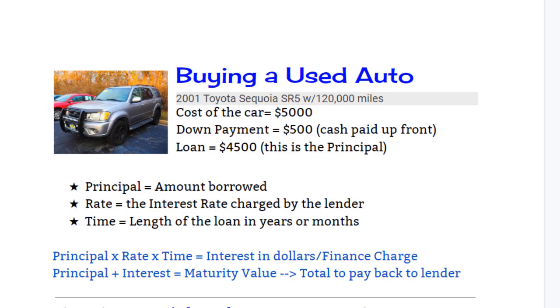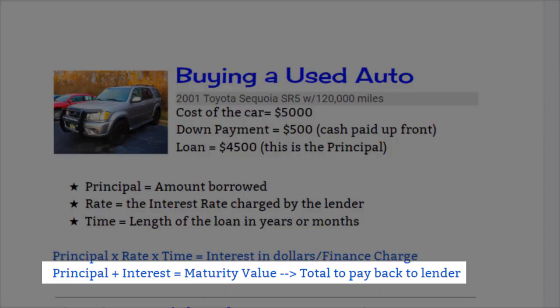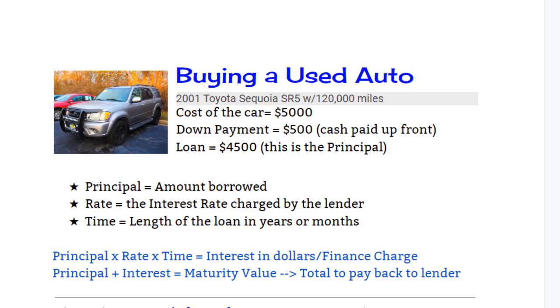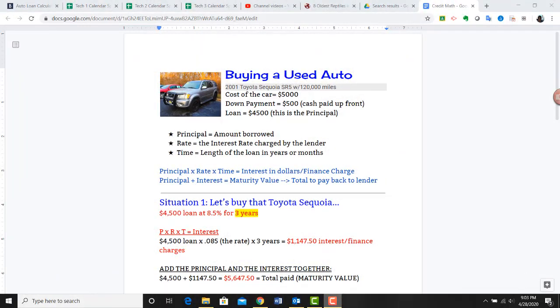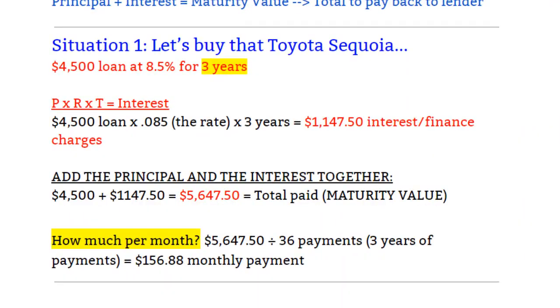And on this next line, you see how you're going to take that principal, remember that's how much you borrowed, plus the interest, how much you have to pay to borrow the money, equals the maturity value. And that tells you how much you have to pay back in total over the length of the loan. So let's look at situation one here. We've got the Toyota Sequoia. The $4,500 loan is at 8.5% for 3 years.